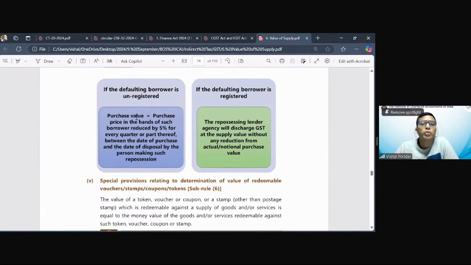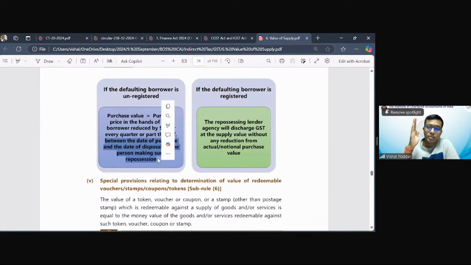Then we take a notional depreciation. What is that notional depreciation? We find out the purchase value as the original purchase cost in the hands of such borrower, reduced by 5% for every quarter or part thereof. So roughly they are taking the depreciation rate as 20% per annum, but they are computing quarterly. For whatever quarter or part thereof the goods were used by the borrower, to that extent we will reduce the notional depreciation. And this depreciation is calculated between the date of purchase and the date of disposal by the person making such repossession, that is the bank.